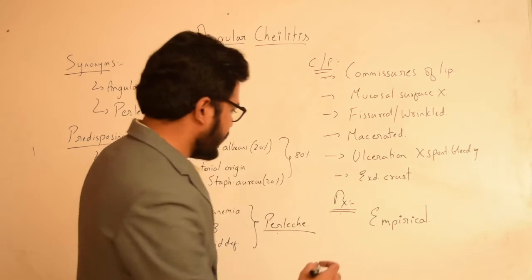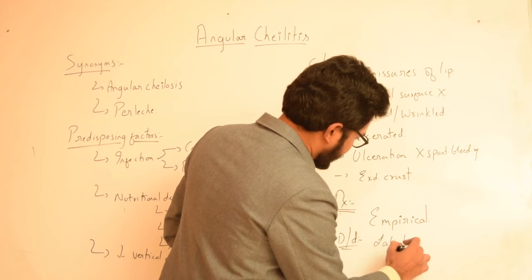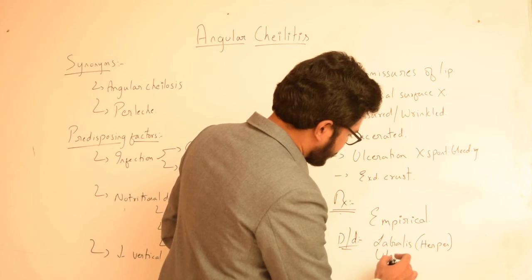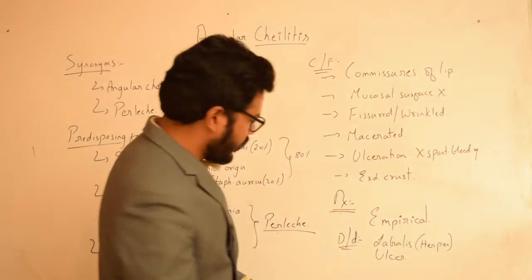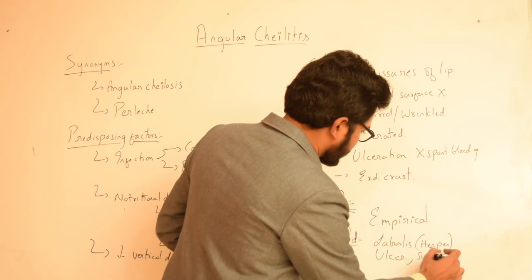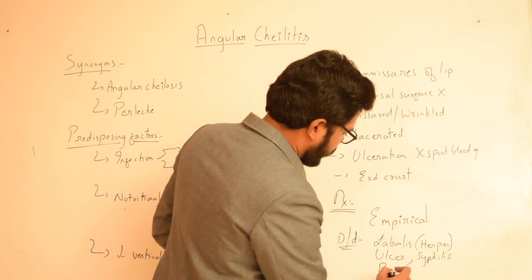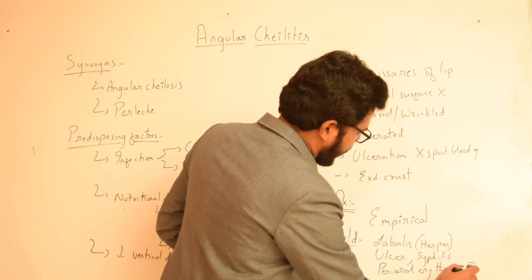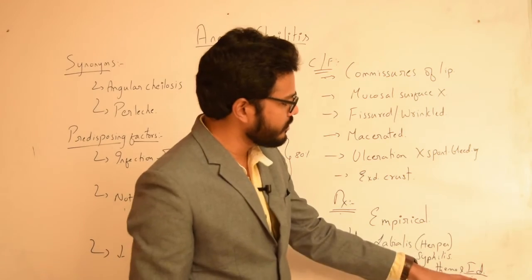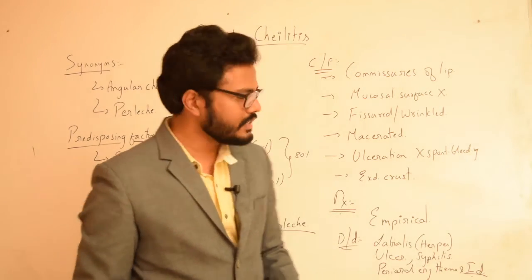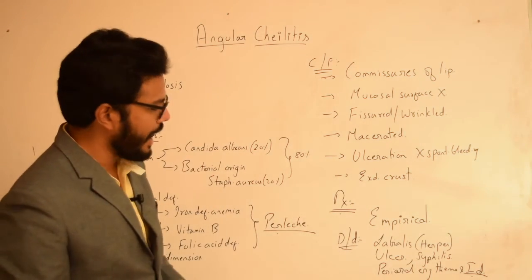Coming to differential diagnosis: herpes labialis, ulcers because of known trauma, environmental reasons, or even syphilis. Other differential diagnoses include perioral erythema and ID reaction. ID reaction is nothing but a localized sterile vesiculopapular rash, right? So these are some of the differential diagnoses of angular cheilitis.